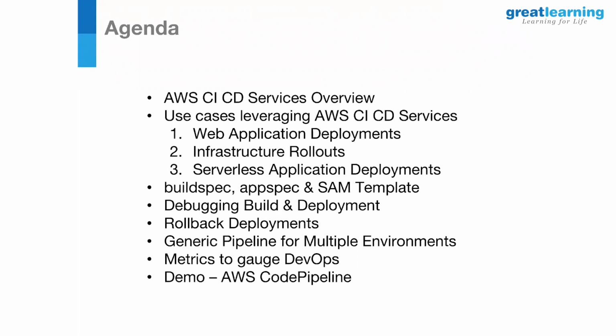Here is our agenda. We will have an overview of AWS CI/CD services, 3 use cases leveraging AWS CI/CD services, and the template files used in CodeBuild, CodeDeploy, and CodePipeline. That is basically serverless application deployment. We'll also cover how you debug your build or deployment failures if there are any, and how you roll back your deployment. We will talk a bit about a generic pipeline and how you gauge your DevOps. Finally, we will have a quick demo on creating a CodePipeline. With this agenda, we'll move ahead.